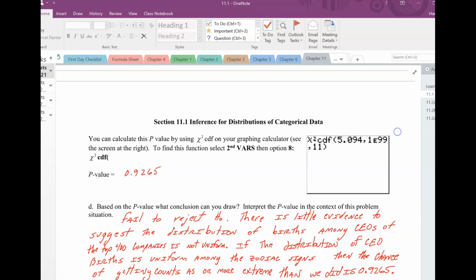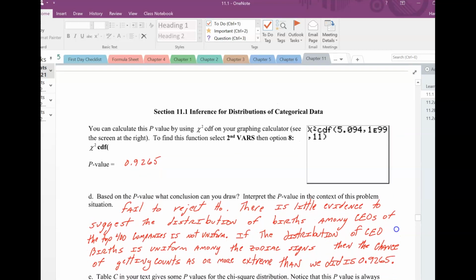You want to go to second, variables. If you look down at option 8, it's chi-squared CDF. You're going to put in your test statistic up to a very large number, and then your degrees of freedom. And you can see that you come up with a p-value of 0.9265. Now at this point we need to interpret this value.